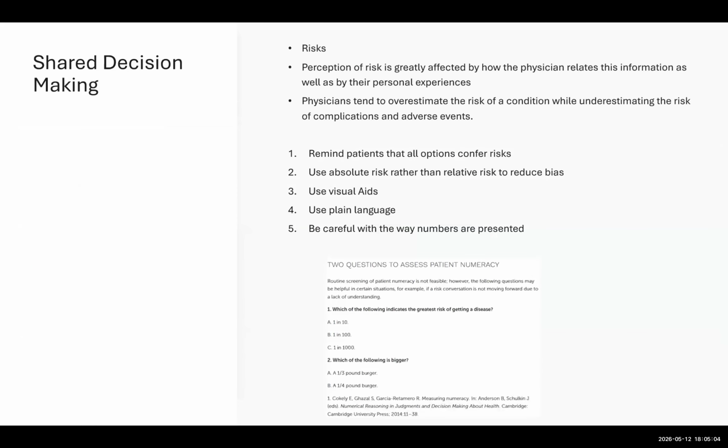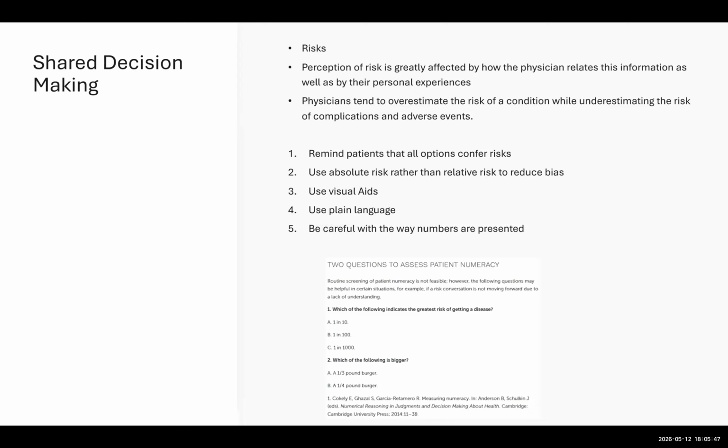Now, talking about risks, we have to be careful when we describe risk, as people have different perceptions of risk. As physicians, sometimes we tend to overestimate the risk of a condition while underestimating the risk of complications and adverse events. So it's important to always remind patients that any option you choose may have some risk. You want to use absolute risk rather than relative risk so that you can reduce bias. If you have an opportunity to use visual aids, that would be preferable. Try to use simple language that everybody can understand, and be careful when you present the numbers to patients.